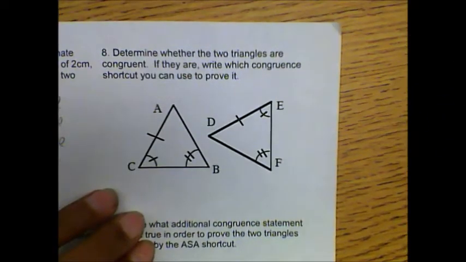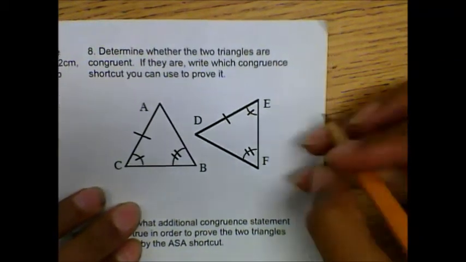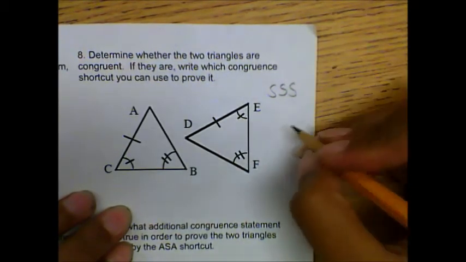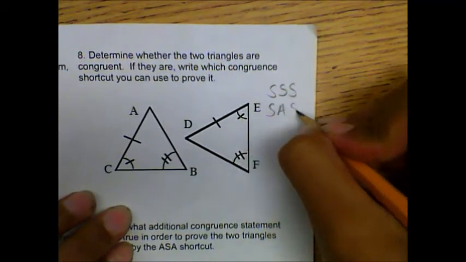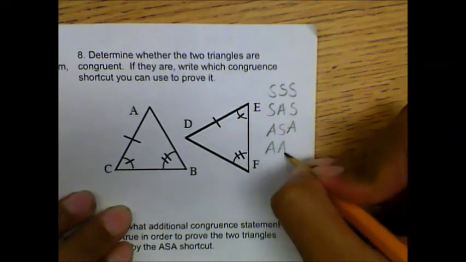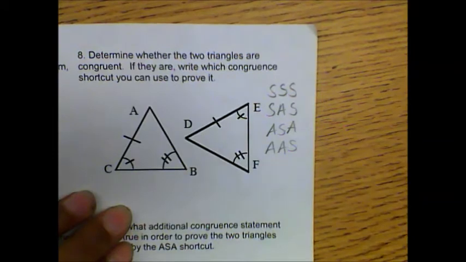Number 8. Determine whether the two triangles are congruent. If they are, write which congruence shortcut you can use to prove it. So we have 4 congruence shortcuts. We have side, side, side, which we used on number 7, side, angle, side, angle, side, angle, and angle, angle, side. Alright, so let's look at the information they've given us on these two triangles.